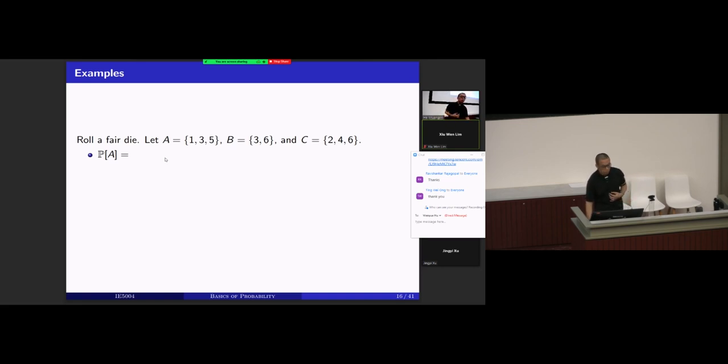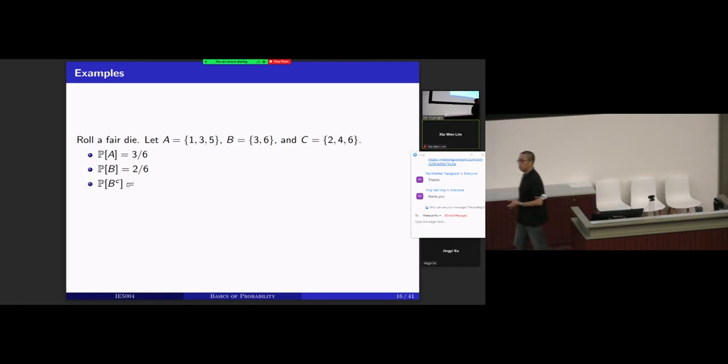So what is the probability of A? Because A has three outcomes, there should be 3 over 6. What is the probability of B? So 2 over 6, right? What is the probability of B complement? B has two outcomes. B complement should have four outcomes, right? So 4 over 6.